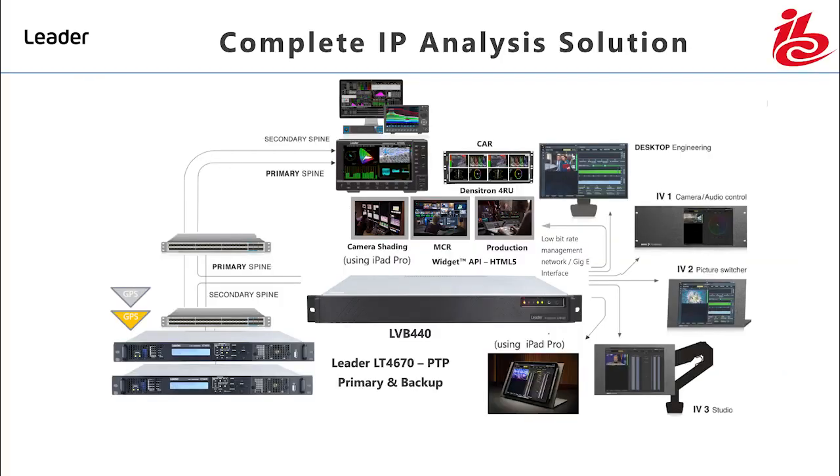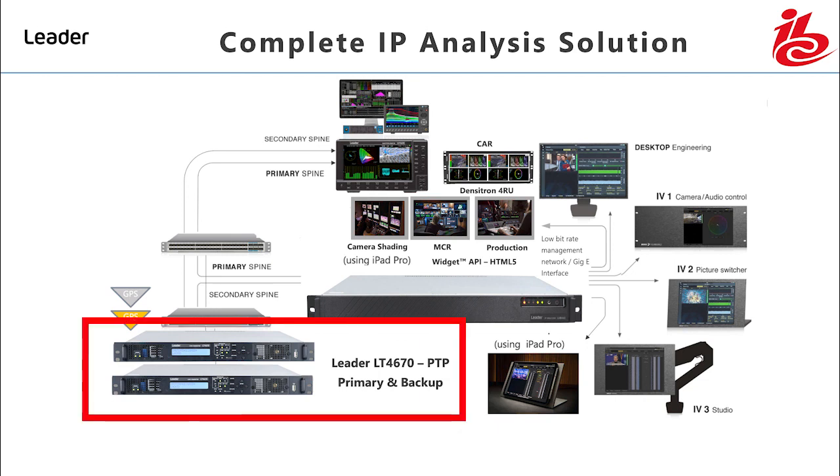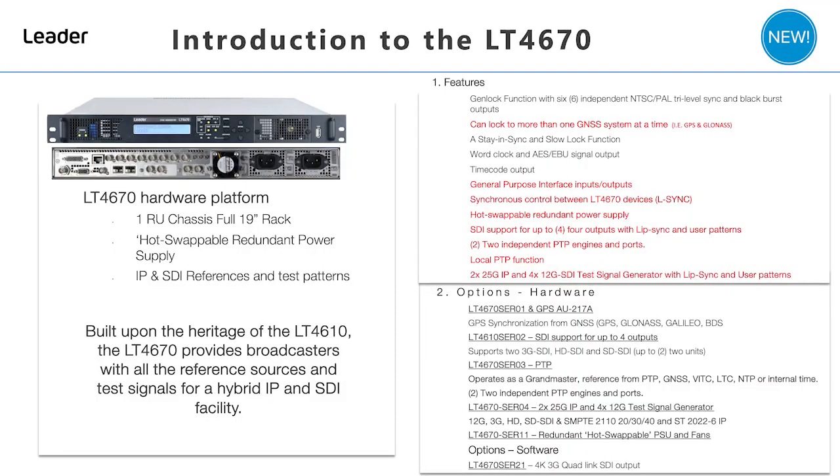Starting with a PTP generator, we have the Leader LT4670. Designed for broadcasters who are migrating from an SDI to an IP-based infrastructure, the LT4670 provides both traditional black and burst and analog references along with PTP. Stay in sync and slow sync mode are also available for both the SDI, analog audio and PTP reference sources in the event of GPS being lost and then reconnected.